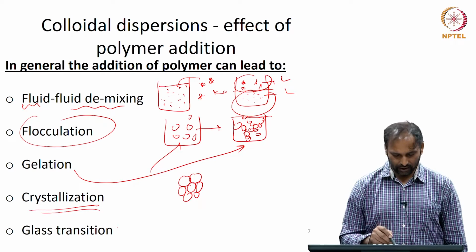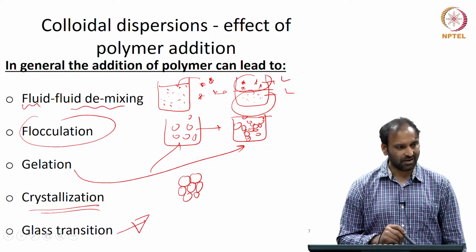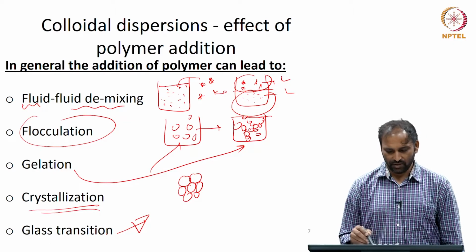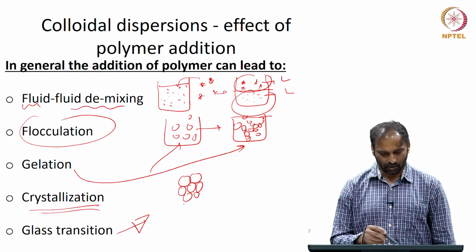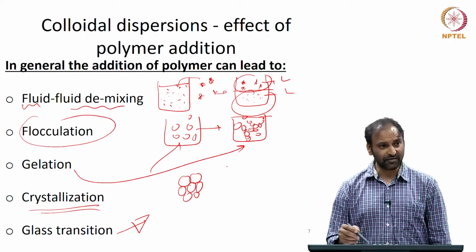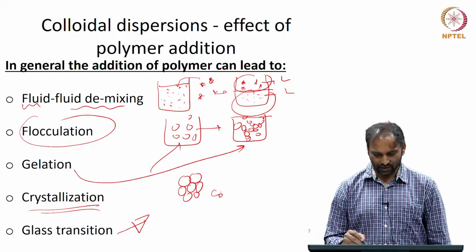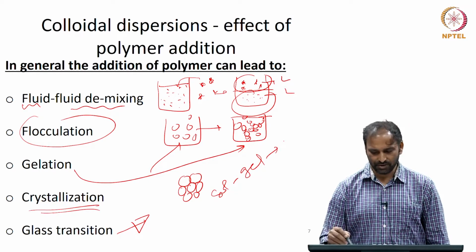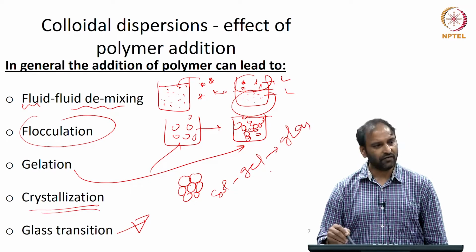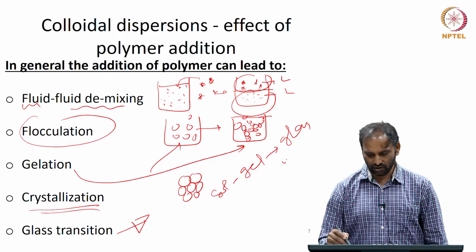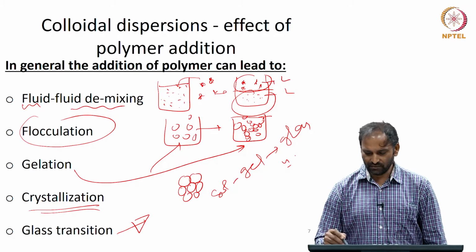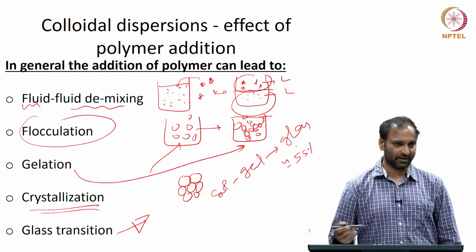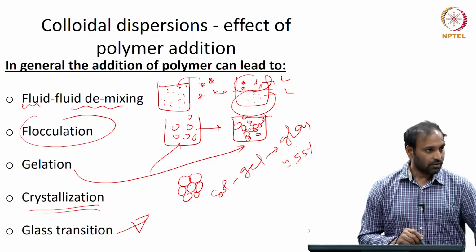And finally, it can also lead to what is called the glass transition. So typically when people talk about the behavior of colloids in general, you have sol, then there is gel. At some concentration it becomes a glass, typically at very high concentration, maybe of the order of 55% by volume and more, something like that. Okay. They can mix properly also, right?